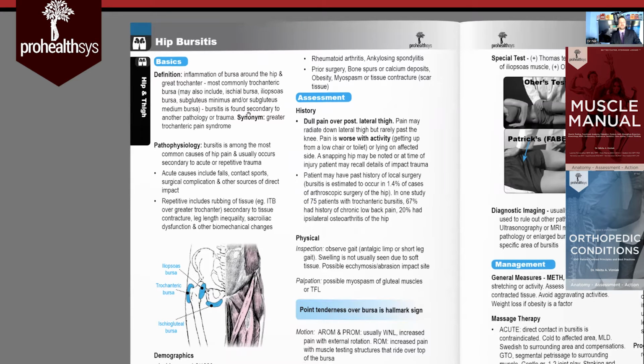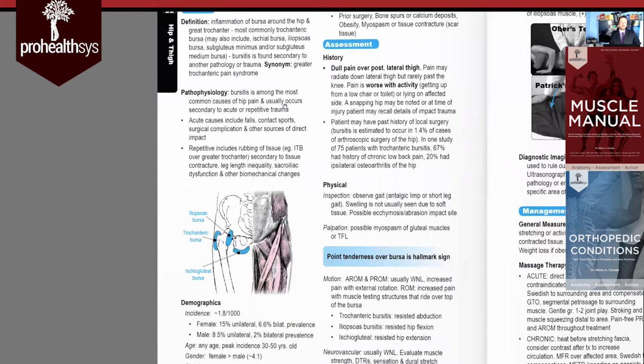So pathophysiology: one of the most common causes of hip pain, by far. And what you're looking at here is irritation, usually secondary to soft tissue snapping back and forth. So a snapping hip is going to cause the bursitis typically, or repetitive action.